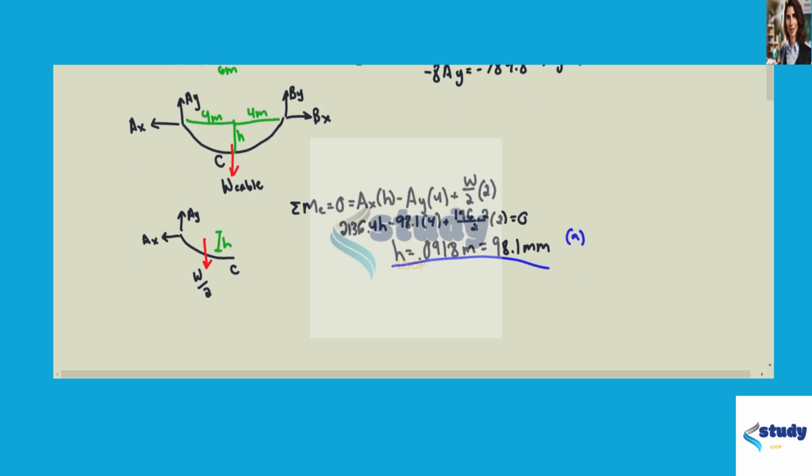And lastly, we can solve for the slope of the cable at A, and it's just the inverse tangent of AY over AX, and sub in the values that we solved earlier. And this equals 2.63. Make sure your calculator is in degrees. And this is the answer for part B, the slope of the cable at A.